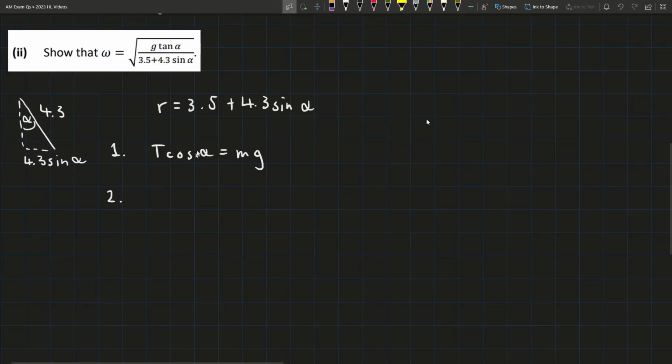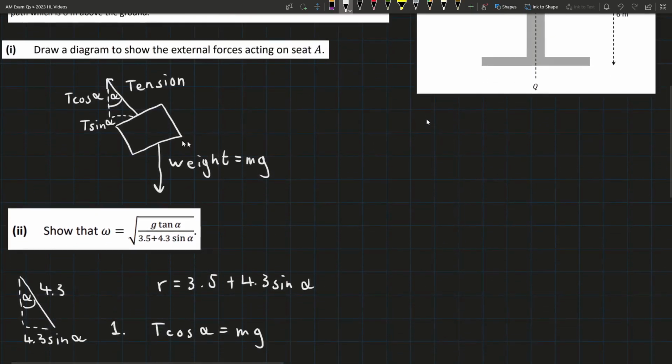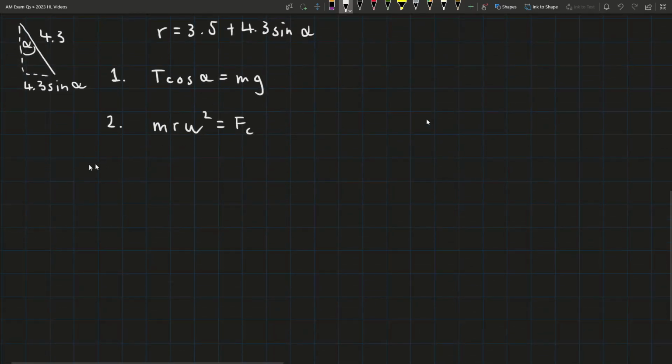And then the second equation is about the centripetal force. Since we're looking for omega, we're going to use the definition that has omega in it. So it's m r omega squared. That's going to be equal to the centripetal force. What's the centripetal force? Well, it's all the force that's keeping it in the circle, the force that's dragging it towards the center of the circle. And in our diagram, that's just T sin alpha. The rest of them, T cos alpha is going up and the weight's going down. So m r omega squared is equal to T sin alpha.